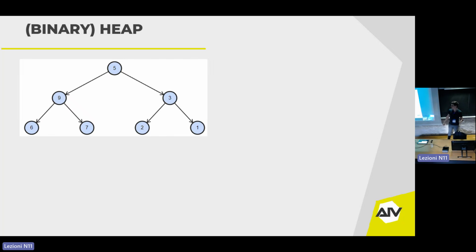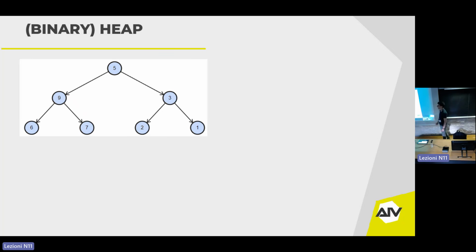Exactly, or in a simple way, when we do not have any hole exploring the tree from left to right. So we have 5, we have 9, we have 3, 6, 7, 2, 1. If we delete 7, this is no longer a balanced tree because we have a hole. If we delete 1 and 2, it is a balanced tree because we have every possible node going left to right. But if we delete 7, 2, or 6, the tree is no longer balanced.